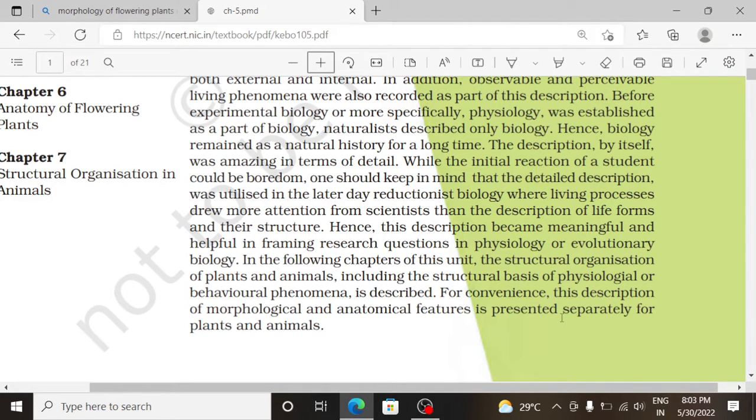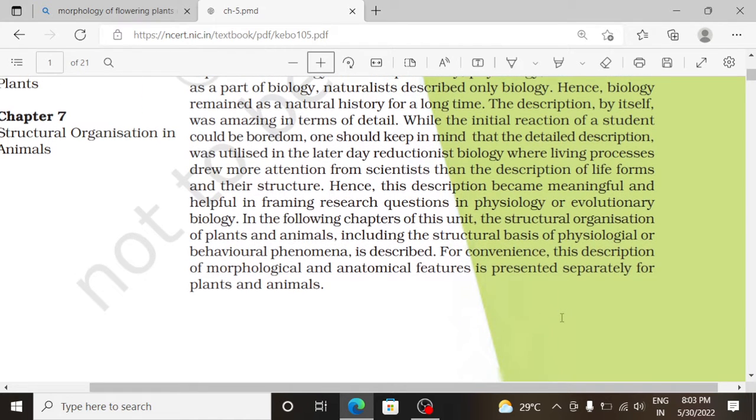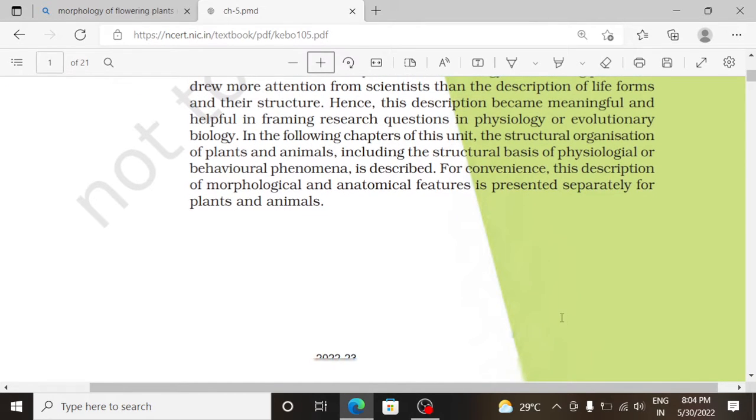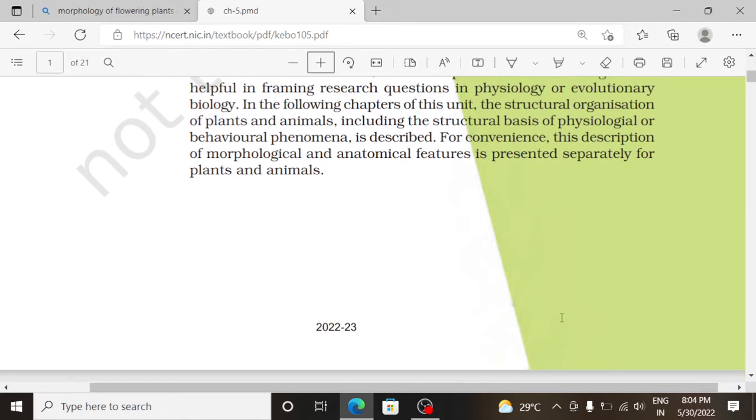While the initial reaction of a student could be boredom, one should keep in mind that the detailed description was utilized in the later day reductionist biology, where living processes drew more attention from scientists than the description of life forms and their structure. Hence, this description became meaningful and helpful in framing research questions in physiology or evolutionary biology. In the following chapters of this unit, the structural organization of plants and animals, including the structural basis of physiological or behavioral phenomena, is described. For convenience, this description of morphological and anatomical features is presented separately for plants and animals.